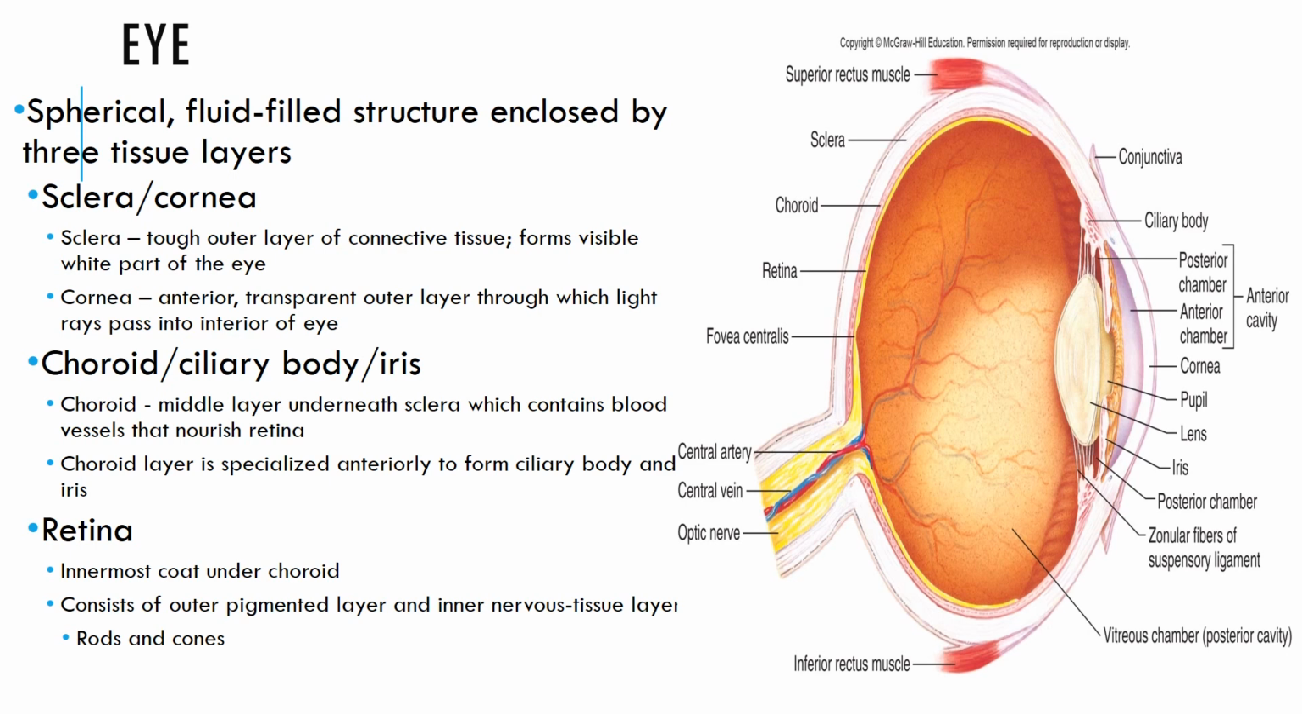The choroid is the middle layer, and it has most of our blood vessels that help to nourish the retina for those neurons, and it has a specialized form, the ciliary body and the iris, to help stabilize the lens. And then the retina is the innermost coat under the choroid, and this is where we have our neural layer, which has our rods and our cones.